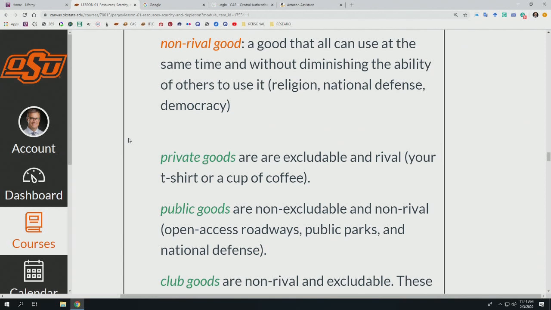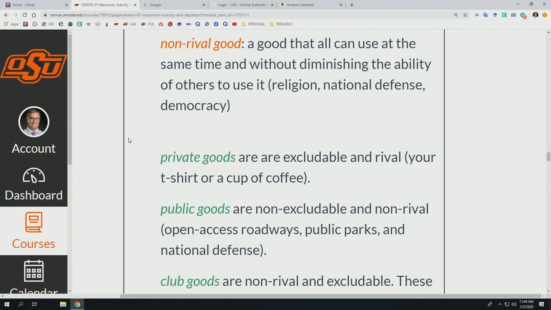Things like education. This is one, or this is maybe a non-rival good. You can use it at the same time and without diminishing the ability of others to use it, kind of like Wi-Fi, right? But one like religion, that's a perfect example, right? Now, whether it's excludable or not excludable, it depends on your denomination, probably. But religion is not something that's going to all be used up.